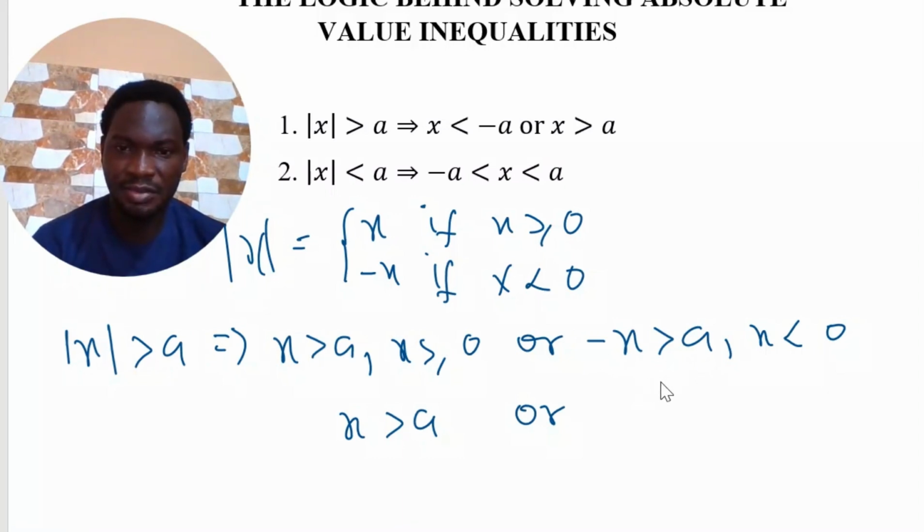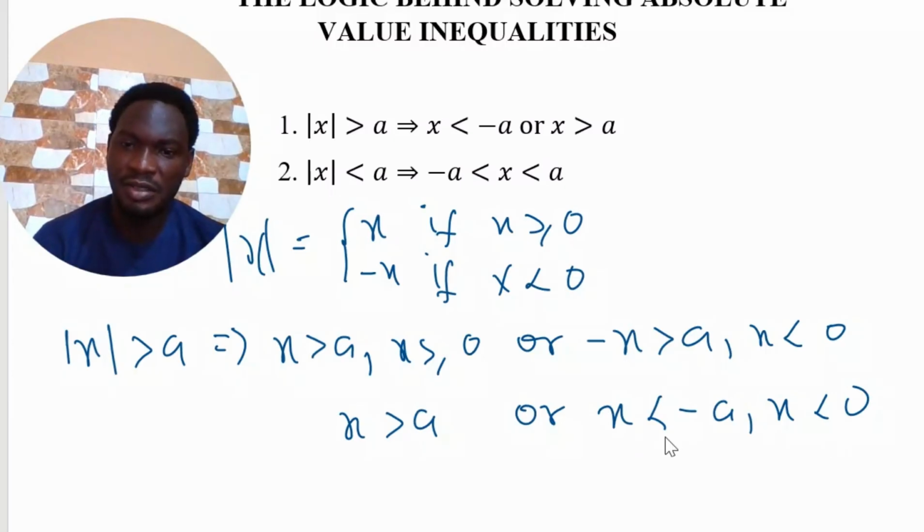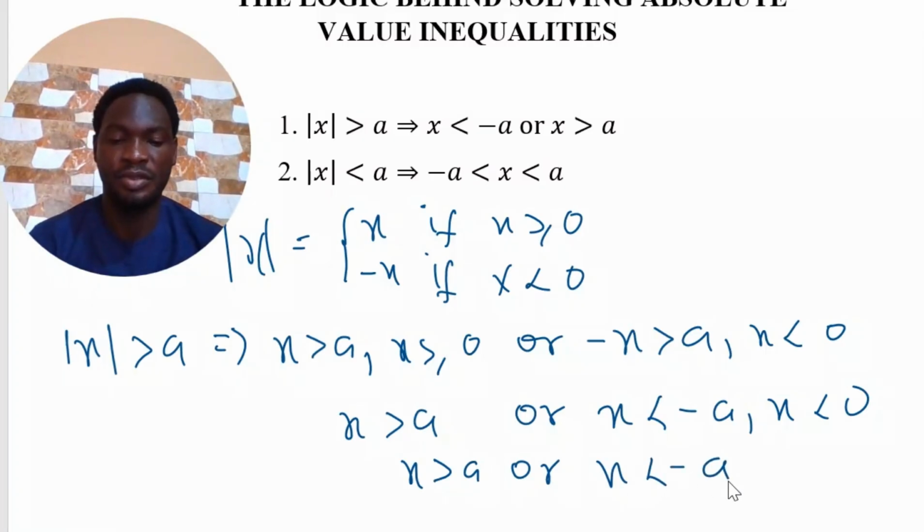Okay, so let's rewrite this one. Minus x greater than a means x is less than minus a. So this interval is part of this interval. This is the smaller interval. So the intersection is the smaller interval. So we have x greater than a or x less than minus a. Good.